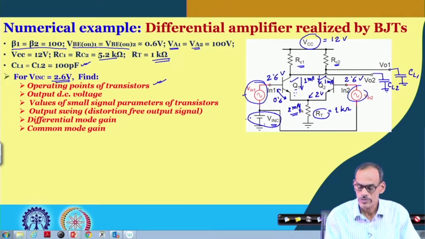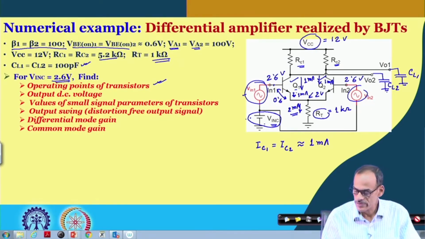Now, we assume that, of course, this is the emitter current, 1 milliampere. So, we assume that the base current is very small. So, we can say that the collector current of transistor 1 as well as transistor 2, both of them we can well approximate by 1 milliampere.